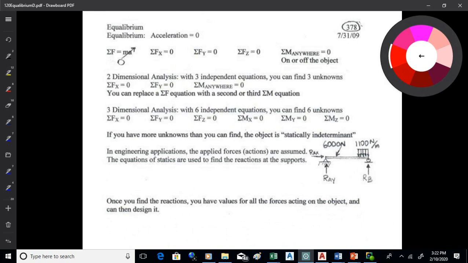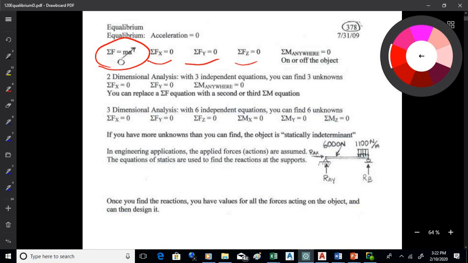Now, equilibrium, I'm on page 378. Equilibrium is when the net acceleration is 0. So that means A is 0, and if A is 0, when you apply that Newton equation that we mentioned earlier, sum of F then is 0. So the sum of forces is 0. Now from that we can conclude with our vectors that sum of Fx is 0, sum of Fy is 0, sum of Fz is 0. Also the sum of moments anywhere on or off the object is 0 too. Because not only do we have linear acceleration, A being 0, we also have angular acceleration, which is called alpha, that's 0 too.